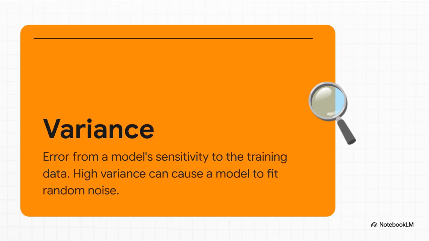And on the flip side, you've got variance. And if bias is stubbornness, then variance, well, it's nervousness. A high variance model is just jumpy and oversensitive. It pays way too much attention to every single little data point, including all that random noise. And that is what leads you straight into the overfitting trap.